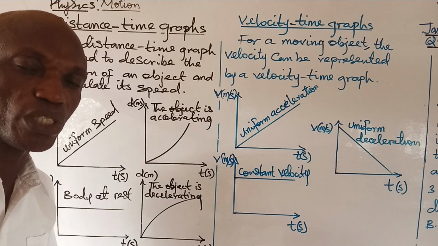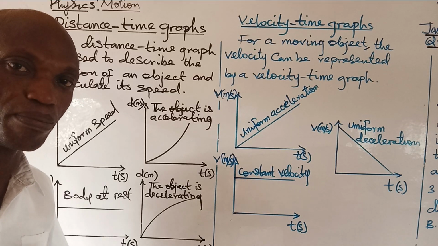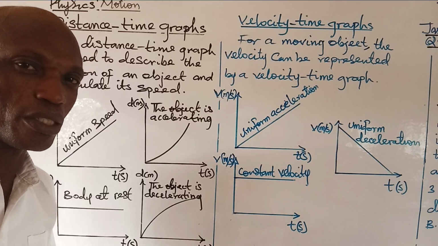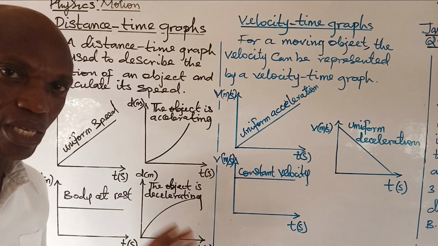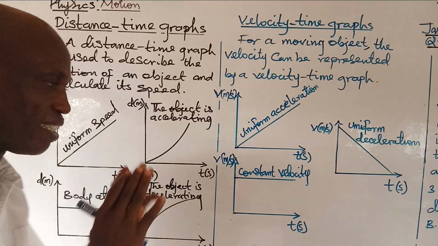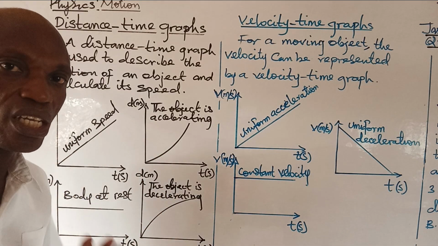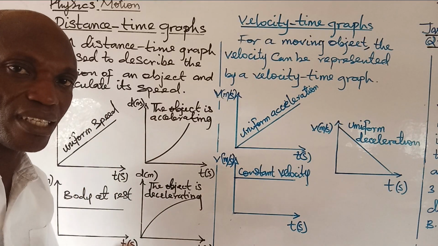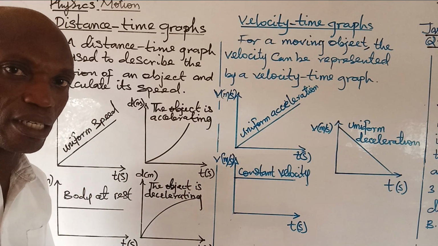In this lesson today, we'll be talking about the graphical aspects of motion. The motions of a body can be illustrated with the aid of diagrams. Here we are going to be discussing the diagrams that illustrate the motions of a body. We'll be talking about the distance time graph and the velocity time graph.